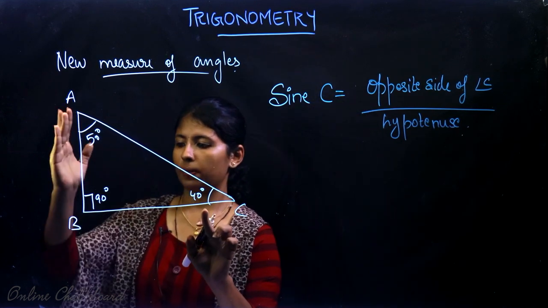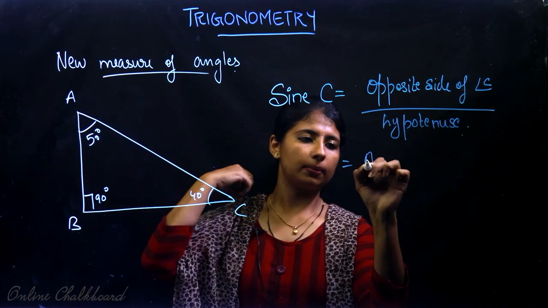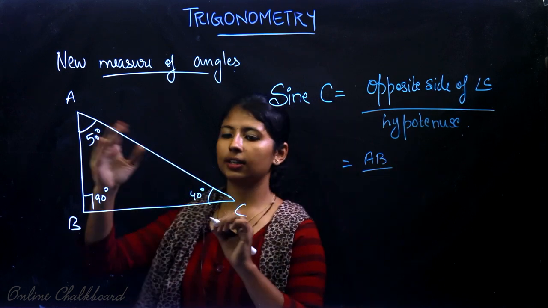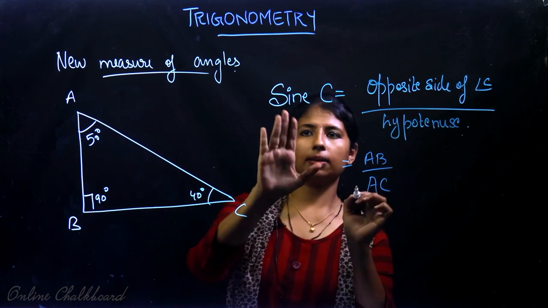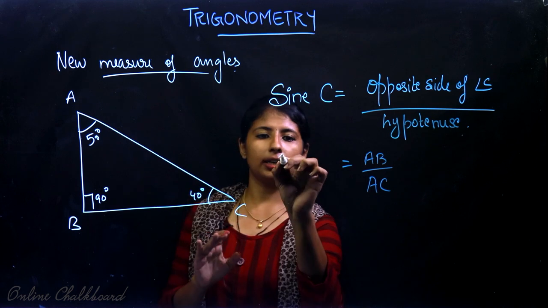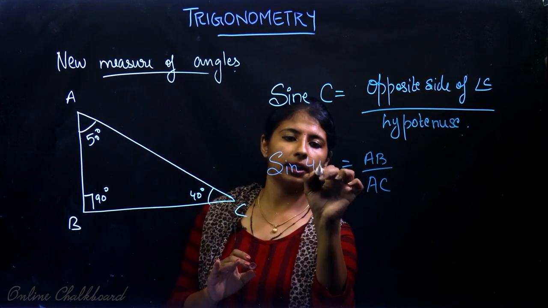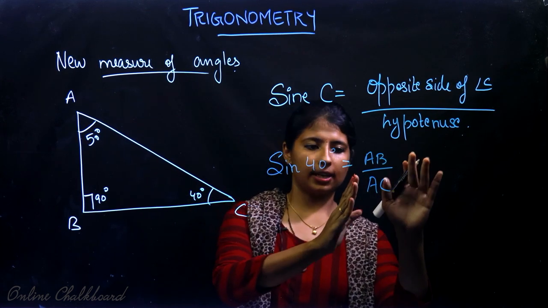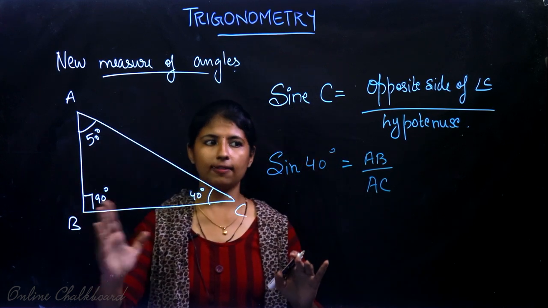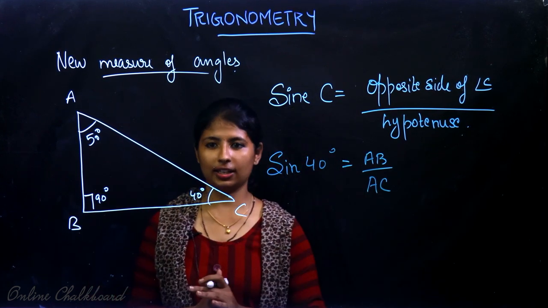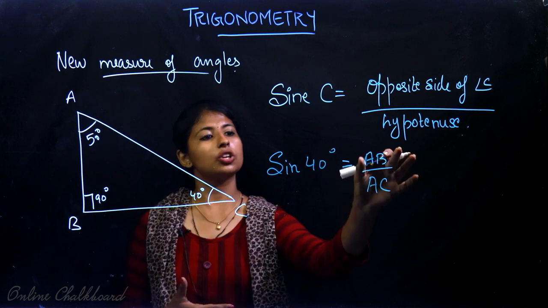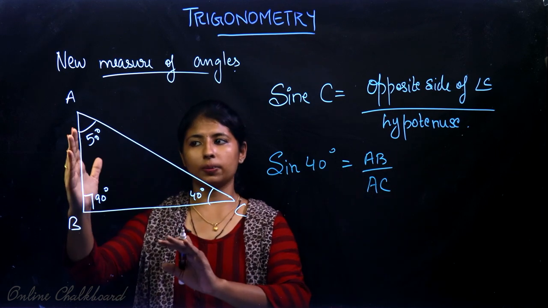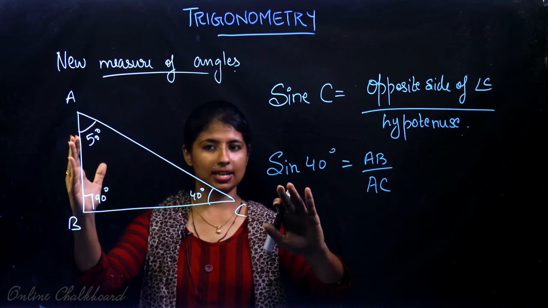The opposite side is AB and the hypotenuse is AC. This is sin C. That is, sin 40 degree is equal to the opposite side by the hypotenuse. Now, we have the ratio of two sides, the opposite side and the hypotenuse, that is sin 40.